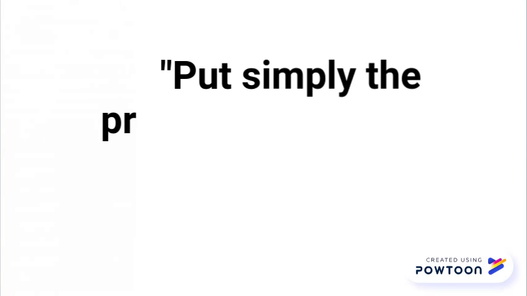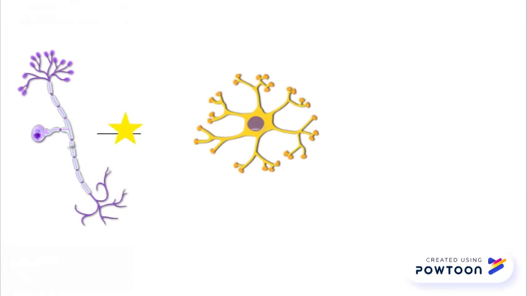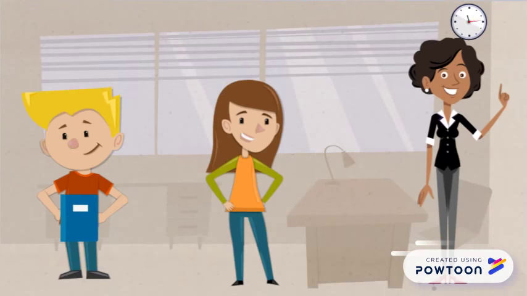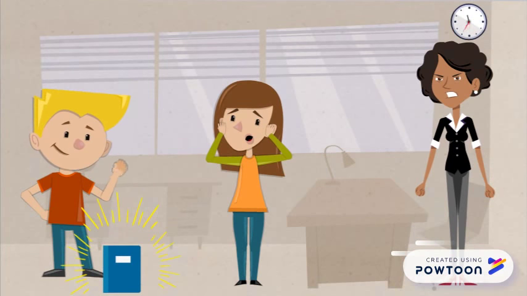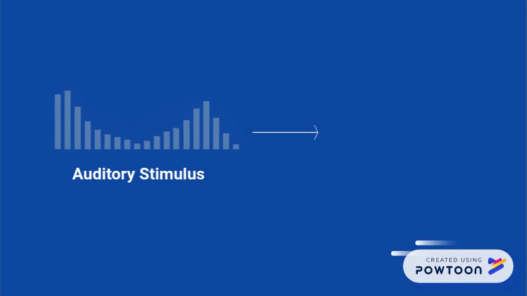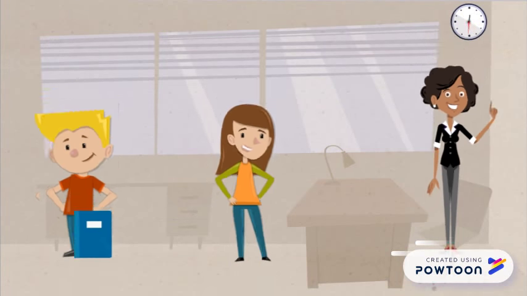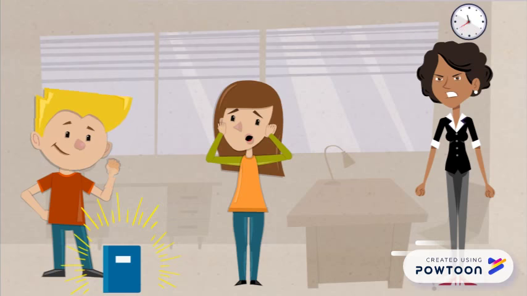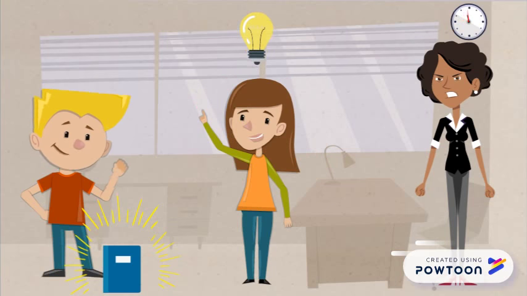Put simply, the process of generating a response is passed from sensory neurons to interneurons to motor neurons. The quick manner in which this is done allows for the people to turn in response to the sound in a split second. Now, you better understand how an auditory stimulus can result in a response. So next time a classmate drops their textbook, you don't have to feel dumb for being scared out of your wits. You can feel smart knowing just how your response was created.